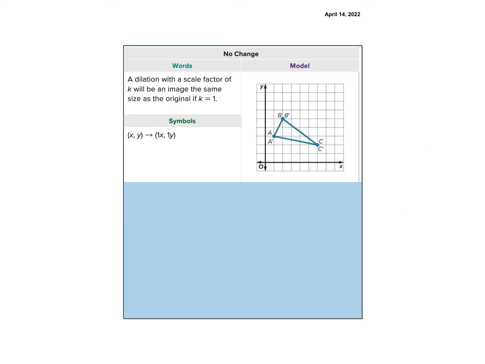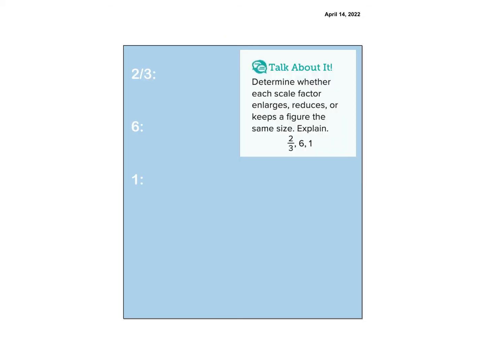We also talked about this the other day. For a shape to stay exactly the same or have no change, the scale factor would be 1. If you just times every coordinate by 1, it would stay exactly the same. So if you look at these 3 numbers, I want you to tell me what would happen if I dilated by that number. If I did 2/3, that number is less than 1, so that would be a reduction, or it would shrink. 6, that number is bigger than 1, so that would be an enlargement. And 1, it would stay the exact same.